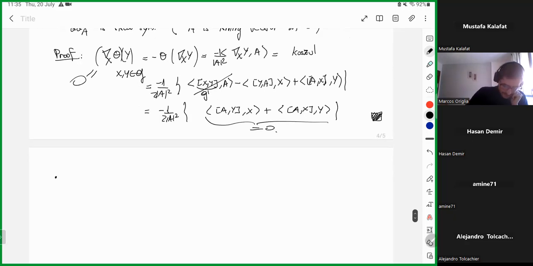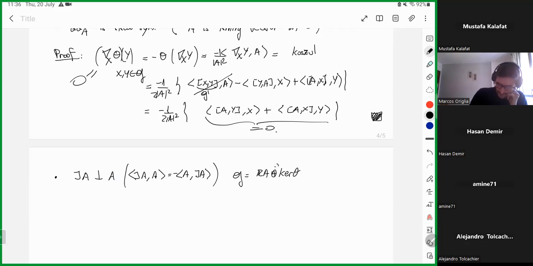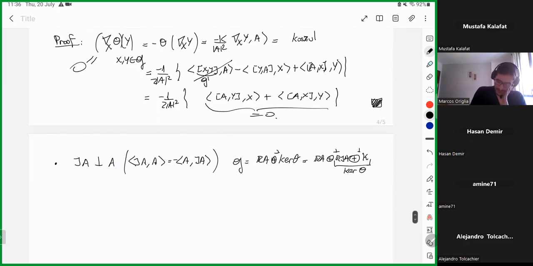Another fact to mention here is that we always have that J of A, which is another vector in our Lie algebra, has to be orthogonal to the original A. That's because J is skew symmetric, right? So this guy is minus, so it has to be zero. So originally we had something in the direction of A plus kernel. Now we have some extra element. So we have A, JA, and something else, let's call it K, and this is the kernel of the Lie form. Again, everything is orthogonal.